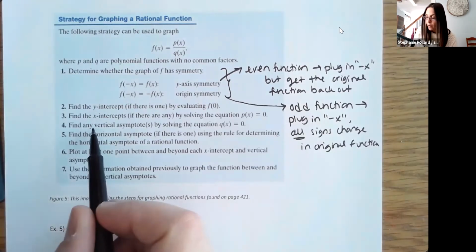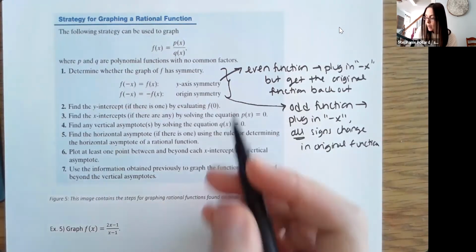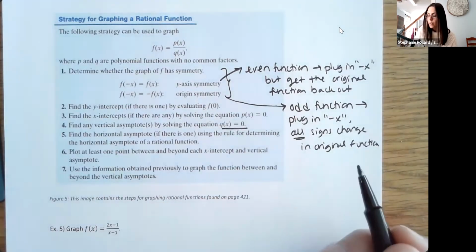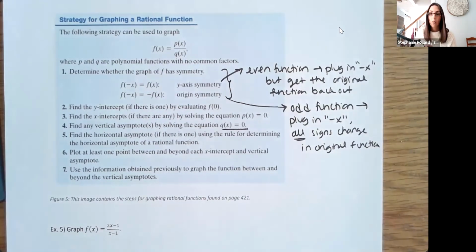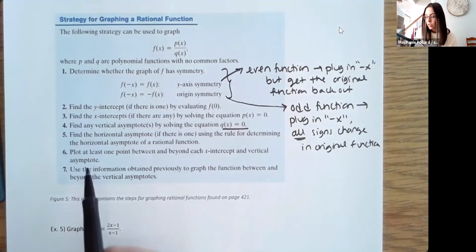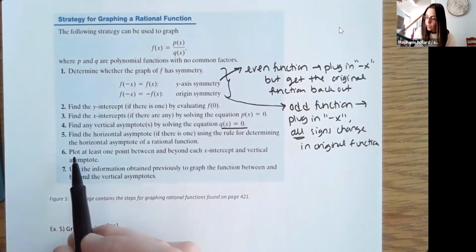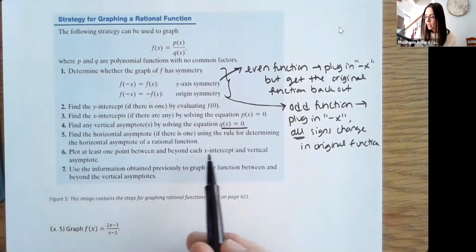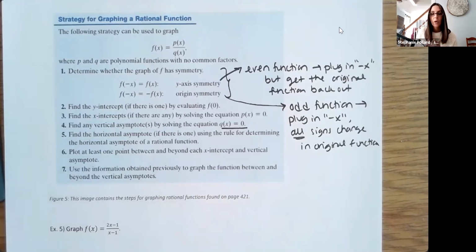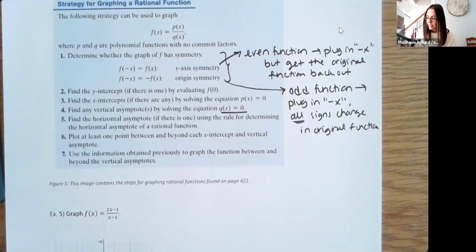You want to find any vertical asymptotes, which involves looking at where the denominator is 0. And that's also good to do even if there's no asymptote, since you may have a hole there that you need to address. You're going to find your horizontal asymptotes. And then if you need to, plot extra points. It recommends plotting at least 1 point between and beyond each x-intercept and vertical asymptote, etc. You want to pick as many extra points as you need to find the pattern of the graph, so that you're really confident that you know what's going on. So let's do a few of these examples.